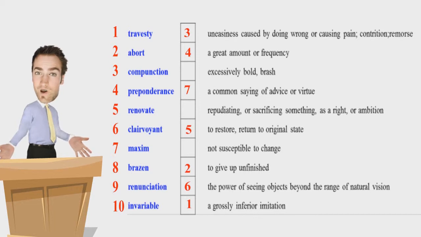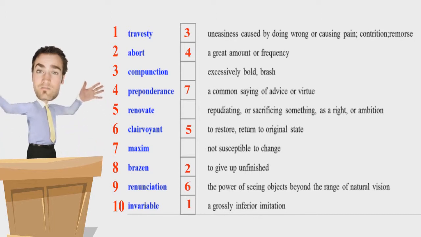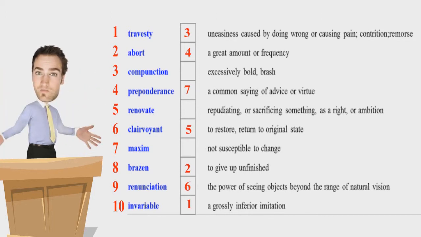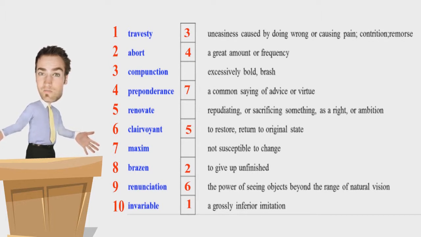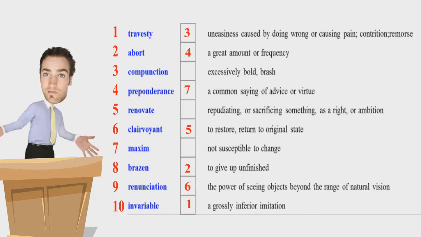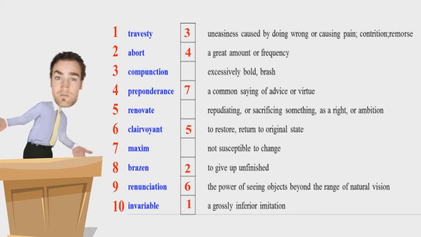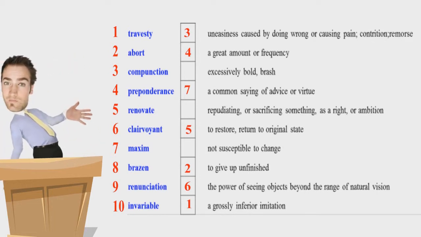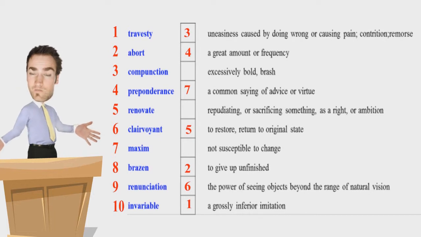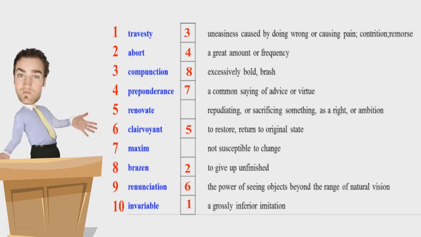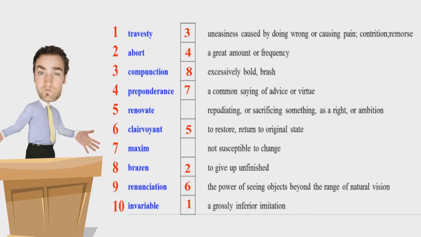It's one of the few words that we get from Old English. It's not a Latin-related word. It's from the Old English form of the word brass. And in olden days, brass was considered a very, very hard material. So if you were very hard and very brash, which comes from the same word, you were brazen. So the word brazen should be paired up with excessively bold or brash.